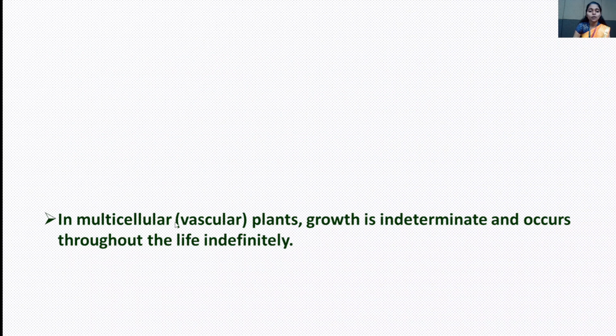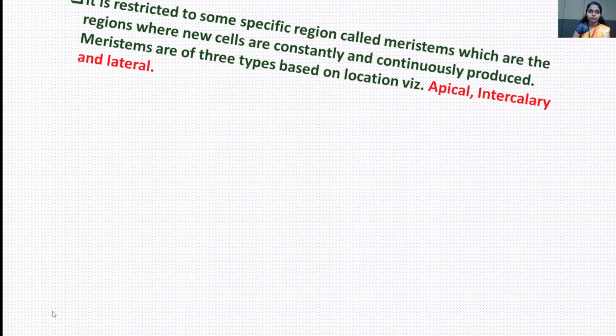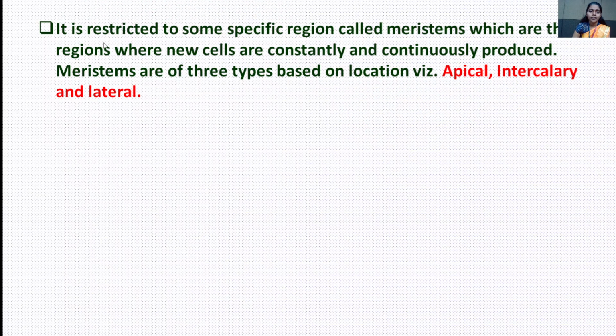In multicellular plants, that means vascular plants, growth is indeterminate and occurs throughout life indefinitely. Moving to the next slide. It is restricted to some specific regions called meristems, which are the regions where new cells are constantly and continuously produced.